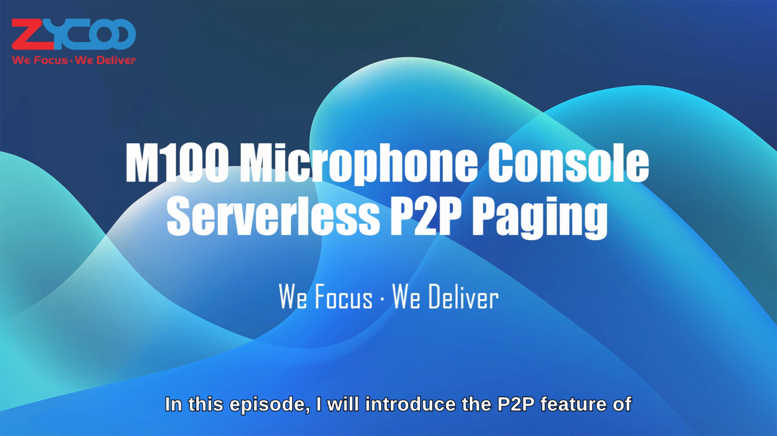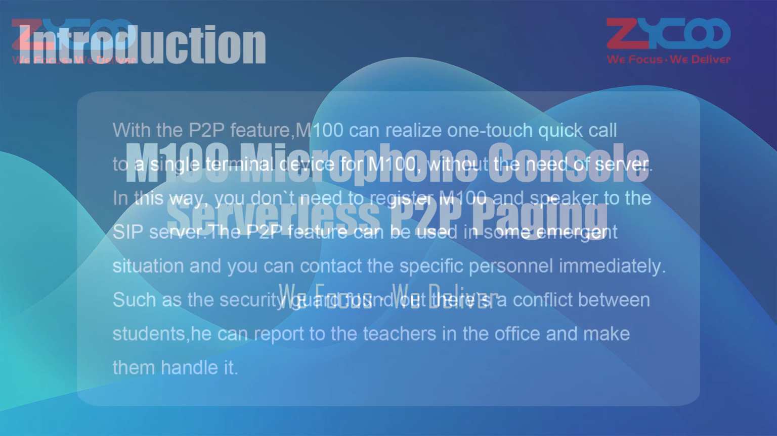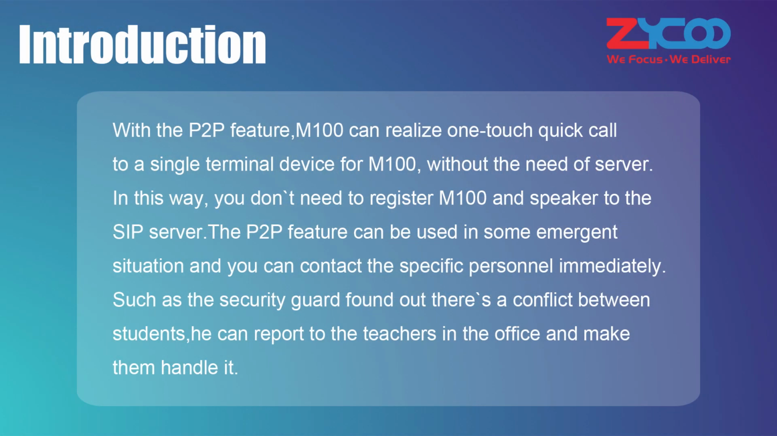In this episode, I will introduce the P2P feature of the M100 Dispatch Microphone Console S button feature. With the P2P feature, M100 can realize one-touch quick call to a single terminal device without the need of a server. In this way, you don't need to register M100 and speaker to the SIP server. The P2P feature can be used in some emergent situations, and you can contact the specific personnel immediately.